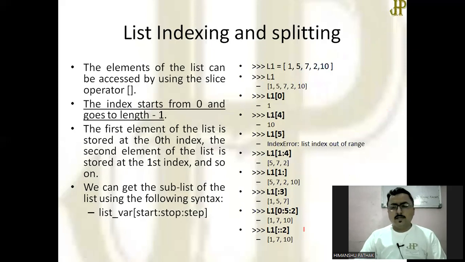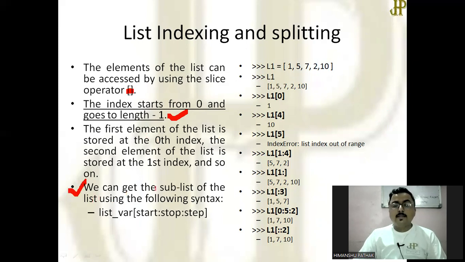Now, these are some basic properties. Now I am going to discuss list indexing and slicing. The elements of the list can be accessed by using the slice operator, that is by using brackets, just like an array. The index starts from 0 and goes to length minus 1, again just like an array in C. Here, the first element of the list is stored at the 0th index, the next one is at the first index, and so on. You have to remember this point.